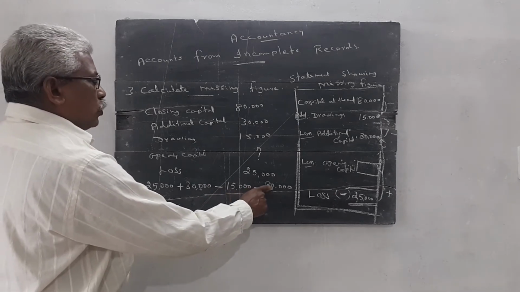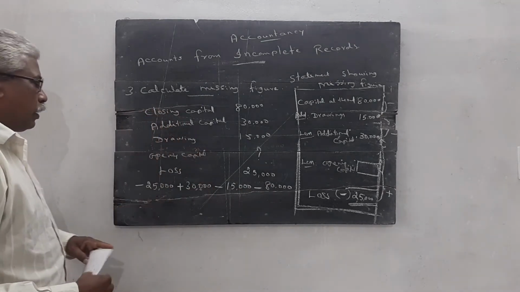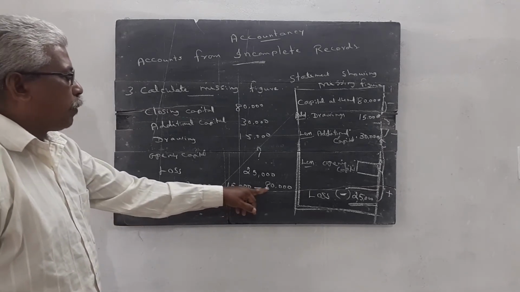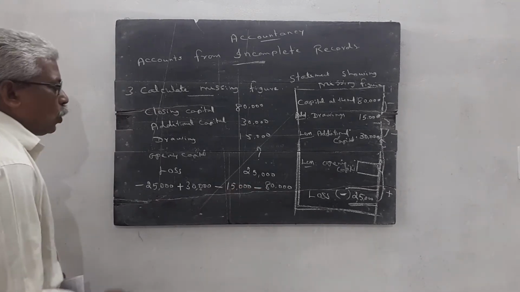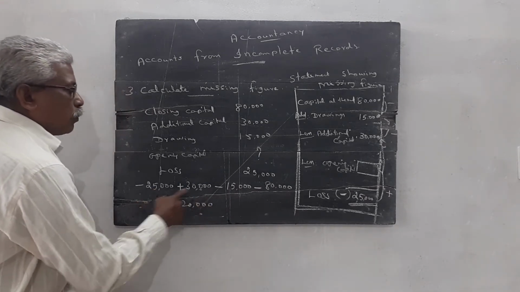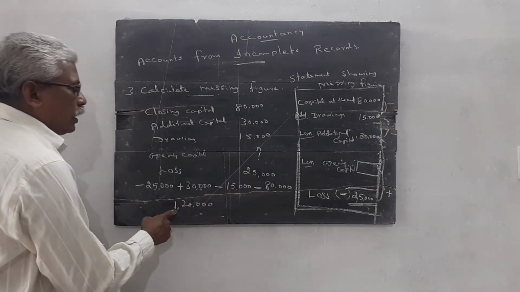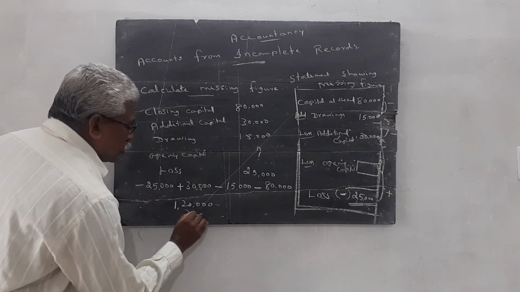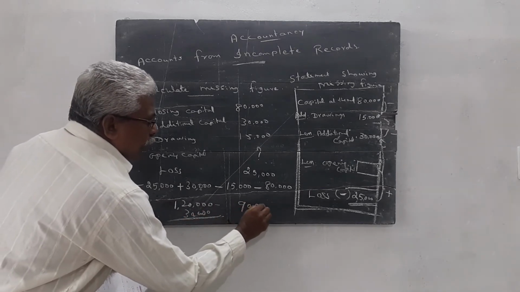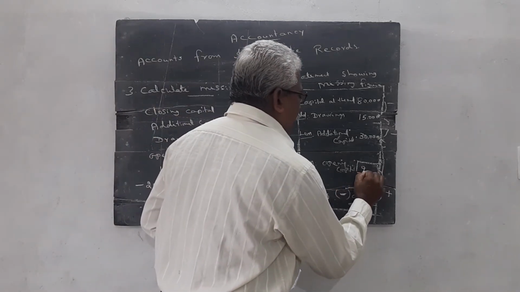40,000 plus 80,000 is equal to 1,20,000. Once again, 25,000 plus 15,000 plus 80,000 is equal to 1,20,000. 40 plus 80 is equal to 1,20,000. Minus 30,000 is equal to 90,000. So the answer is 90,000. Opening capital is rupees 90,000.